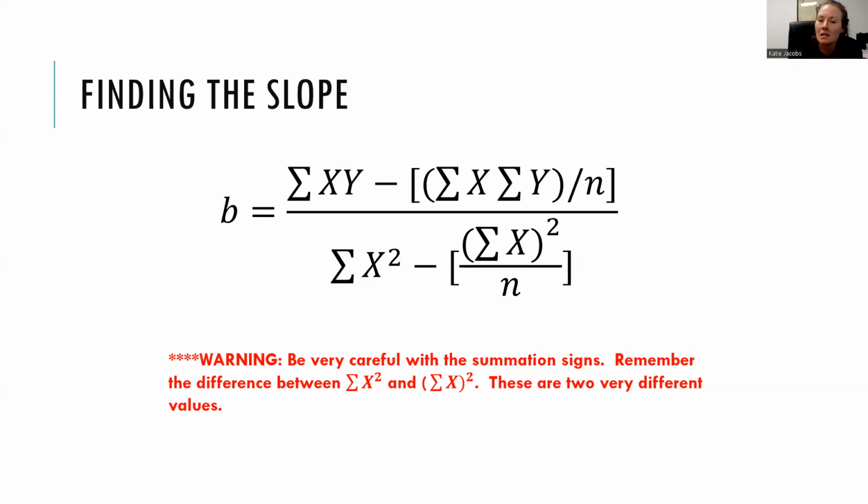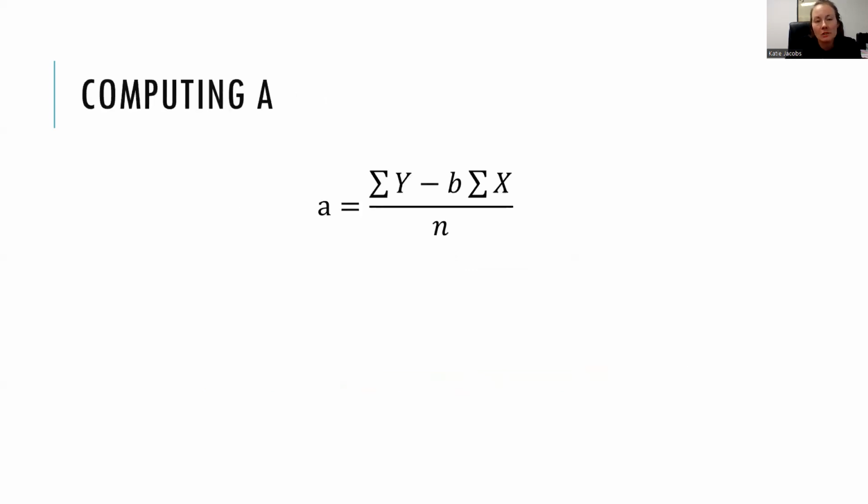However, if you're actually to the point where you're doing this, most of the time you're probably just going to be using computer software to do this, to be honest. All right, so let's compute a, which is our y-intercept. This one's a lot prettier and easier to do. So that equals the summation of y minus our slope times our summation of x, and divide all of that numerator by our sample size.